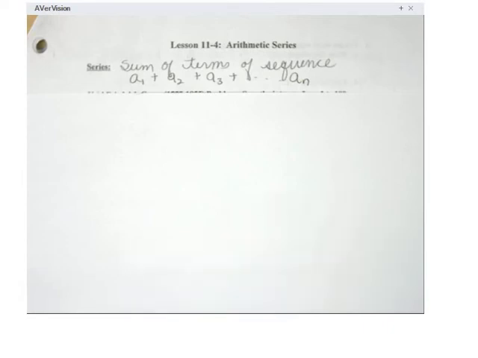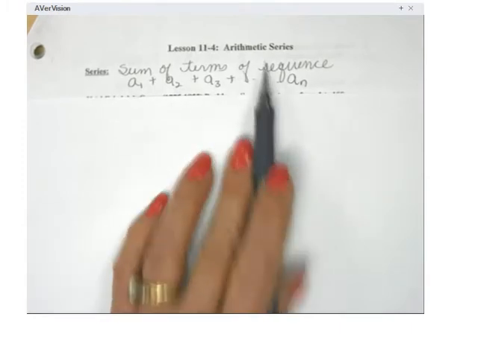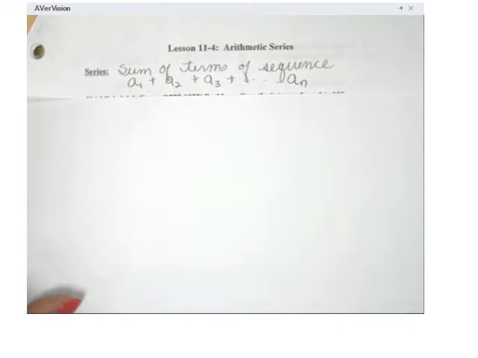Now that we've written ways to write the equation for an explicit rule and for recursive rules for arithmetic and for geometric, now we're going to back up to something called arithmetic series. And arithmetic series means we want to add up the terms of a sequence.